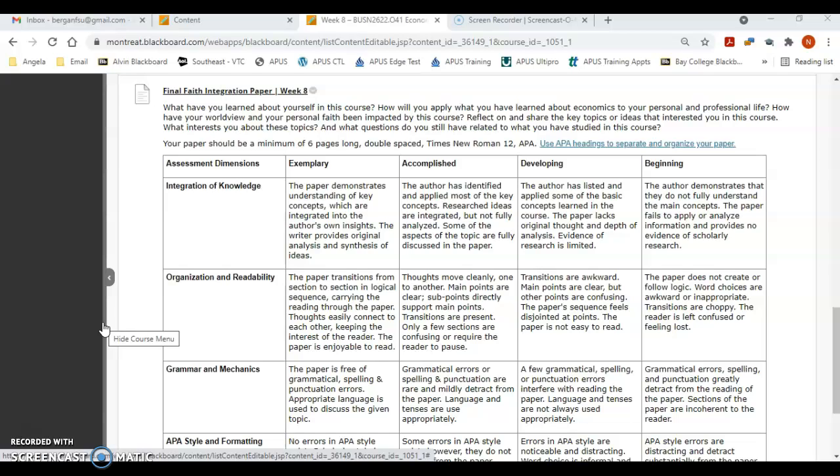It's going to be 6 pages long, double space, APA formatting, and you're going to look at your ability to really impact how different topics we've looked at in the course.